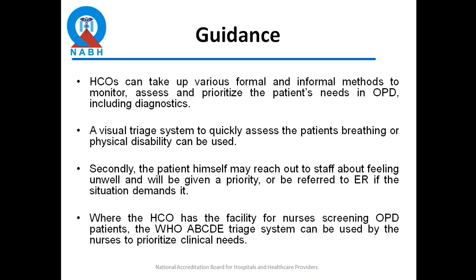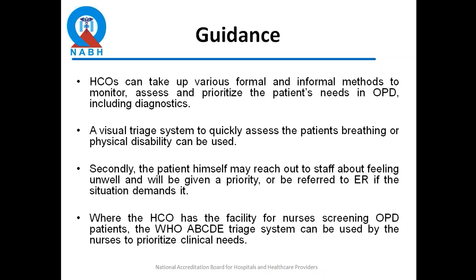The third situation could be that the patient himself or herself may reach out to the staff and say, I'm not feeling well, please give me a priority. So the patient can either be sent to the ER or seen in the OPD as the situation demands. In some of the fortunate hospitals where HCOs have the facility for nurses screening the OPD patients, you can have a formal system. The World Health Organization has some examples of ABCDE triage system, which is a visual and triage system which can be used to prioritize clinical needs.